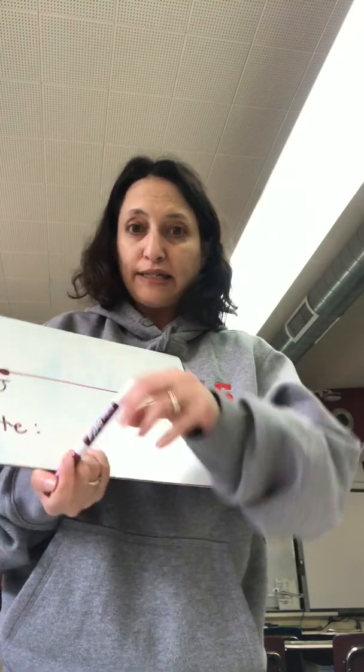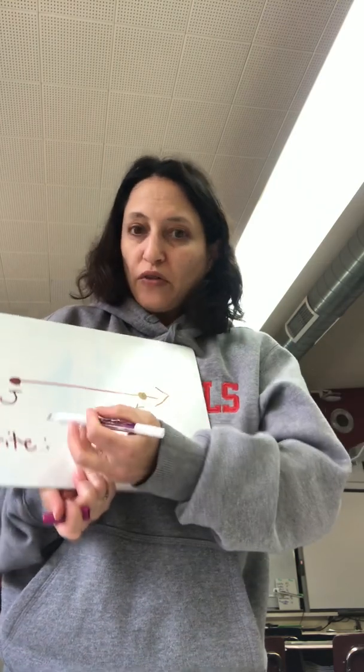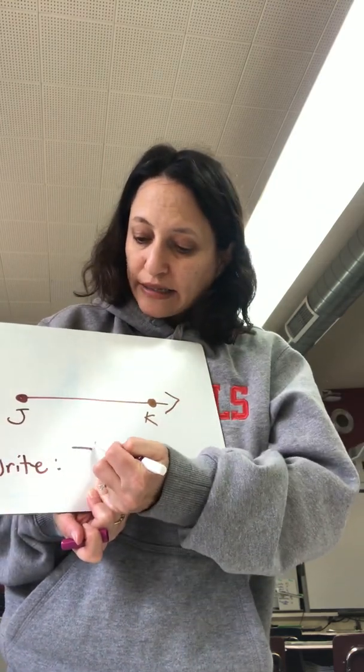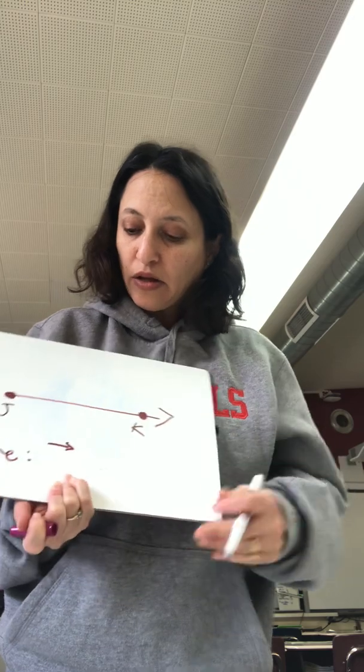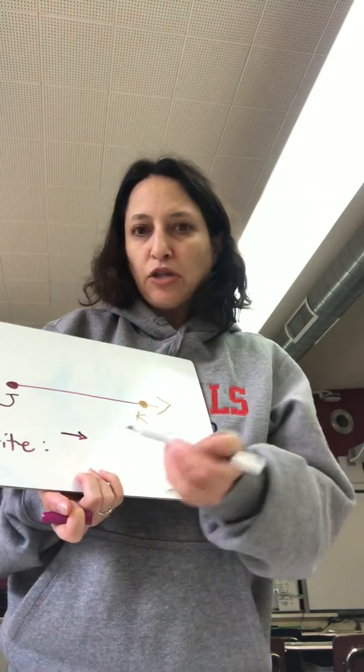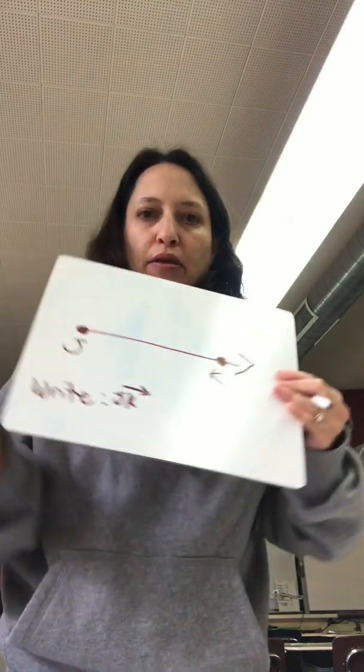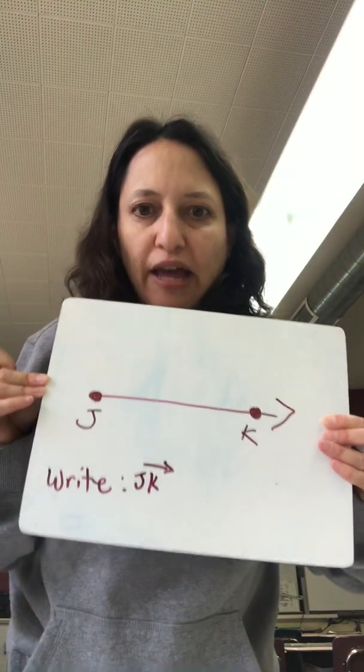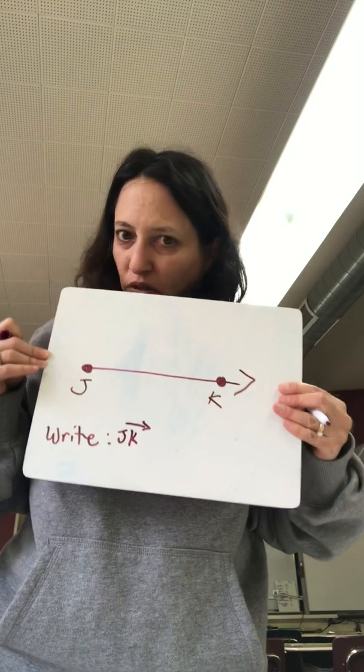Now when we write it, the symbol for that is an arrow going one way. So we're going to call this ray JK. There it is, ray JK. That's the only way to write it. That's the only way to name it.